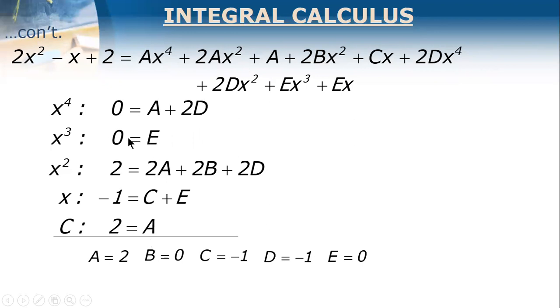Take note, E equal to 0. So if E is 0, C equals negative 1. If A is 2, negative 2 over 2, D is negative 1. So 2 times 2, 4. D is negative 1, negative 2. So 4 minus 2, 2. Transpose, 0. So B is equal to 0.